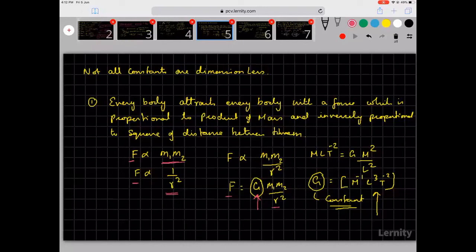So I am just reworking on it. F is equal to M L T power minus 2. M L T power minus 2 is equal to capital G M1 M2 by R squared. M1 M2 will give you M squared by L squared. Now on rearranging, I'll get G is equal to M power minus 1, M by M squared is M power minus 1, L cubed into T power minus 2. So this will give you the dimensions of G.